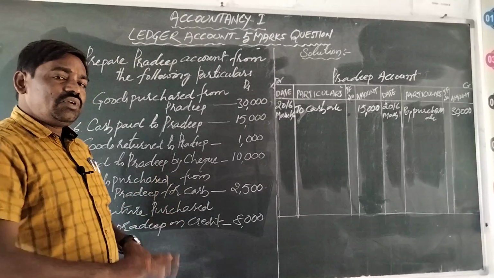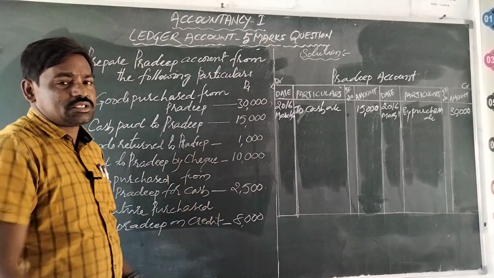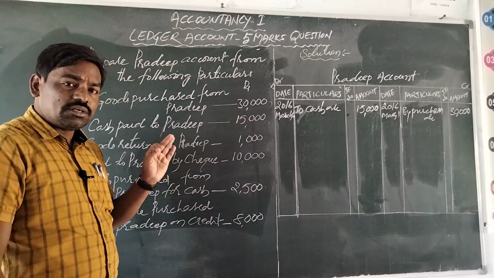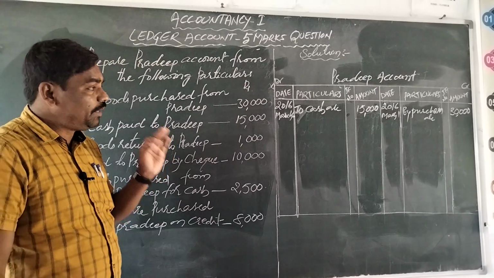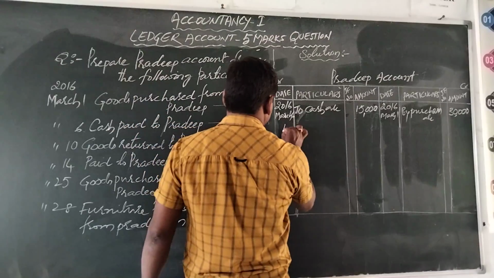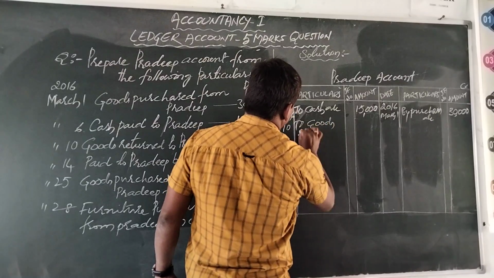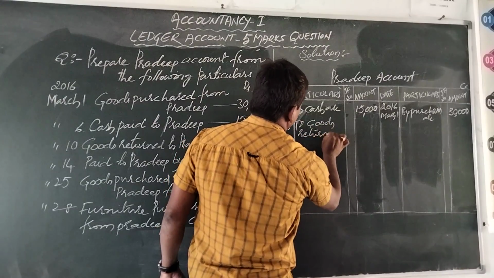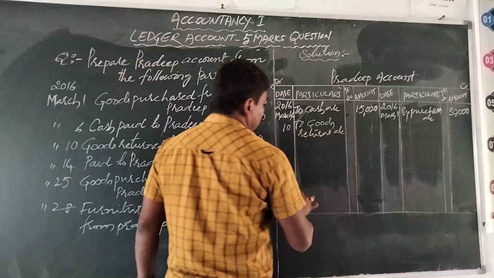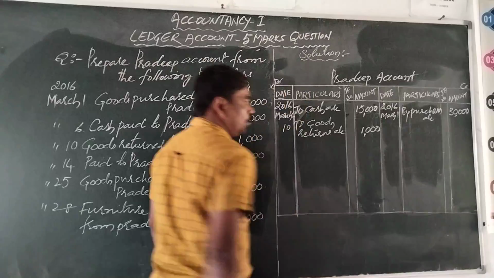So when we return the purchased goods to Mr. Pradeep, is Pradeep the receiver or the giver? Receiver. The receiver account should be debited as per the personal account principle. So here, date 10th, to goods return. You can write goods return account or purchase returns account. Both are accepted. Amount 1,000. In the amount column you write rupees 1,000.